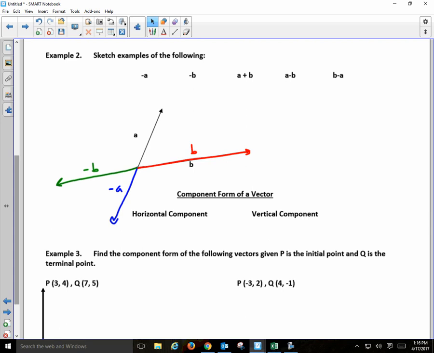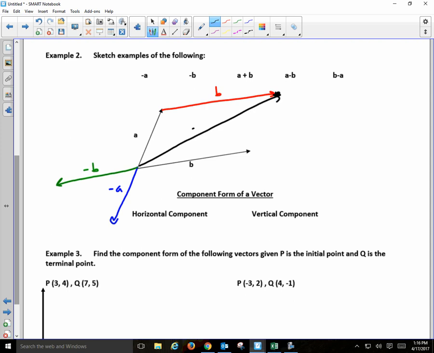What I want to do now is vector a plus vector b. So the question is, if I took vector a and added onto it vector b, what would be the result? The result is I could take this vector b and place it right on the end of vector a. So I have vector a, and then from there I operate vector b, and I reach a new terminal point. And that represents vector a plus b.